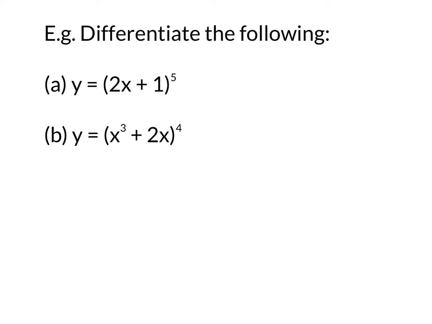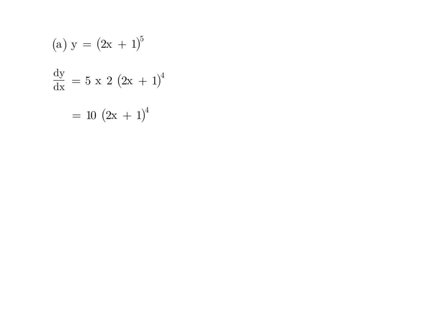So these are the two examples we're going to look at. We're differentiating the first one, 2x plus 1 to the power of 5, and the second one, x cubed plus 2x all to the power of 4. So for the first one, using the rule, you bring your power down the front. So our current power is 5, so we bring that down the front.